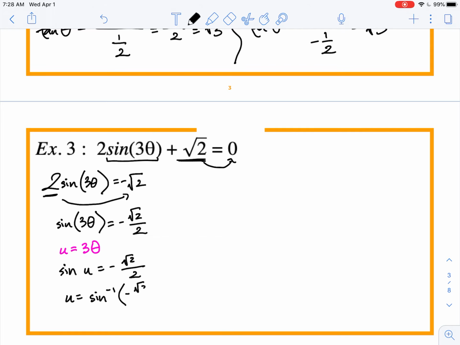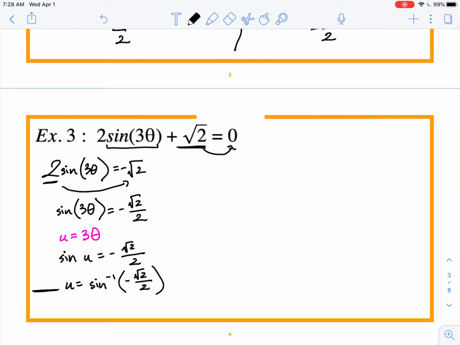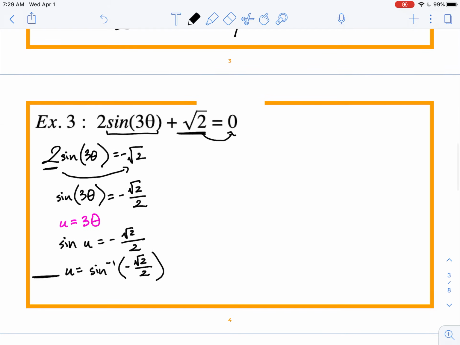So u equals arc sine of negative root 2 over 2. Okay? And there's nothing in front of the u because when I arc sine the sine, those are going to undo each other and all I'll be left with is the u. So I just didn't write that step out.